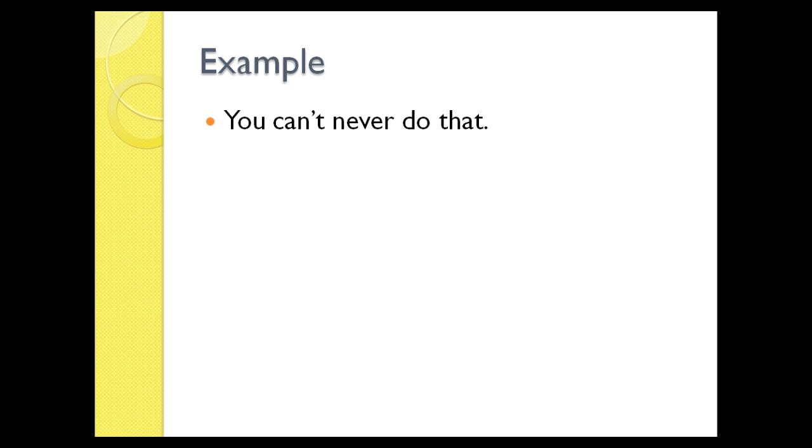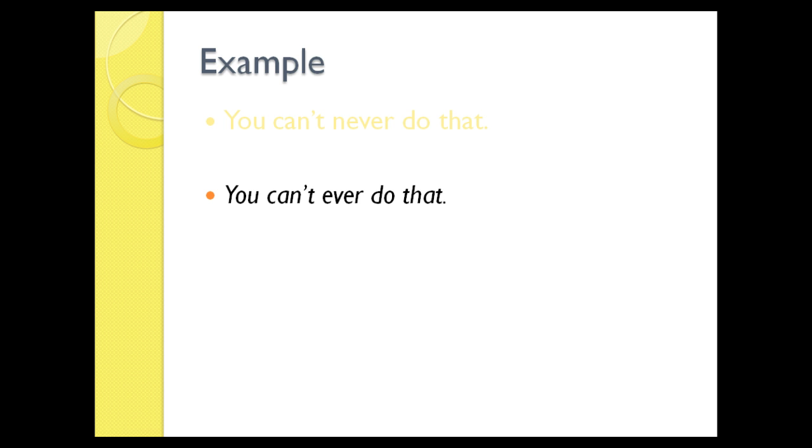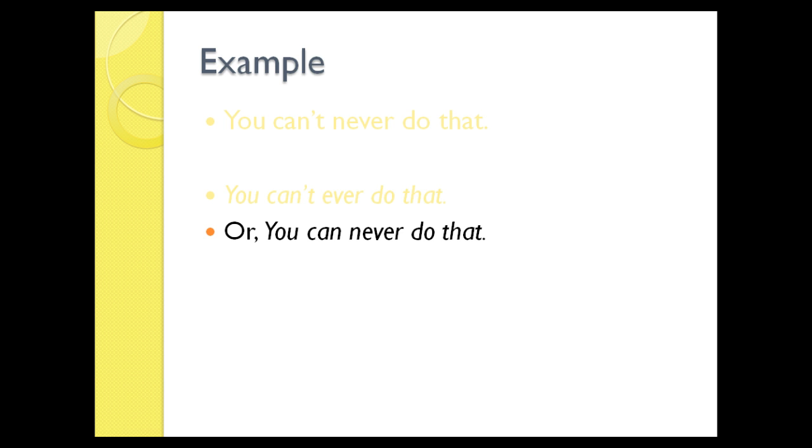You can't never do that. Again, not a very complex example, but one that gets the point across. We have the word never, which is obvious, but we also have the N'T. So our options are you can't ever do that, or you can never do that.